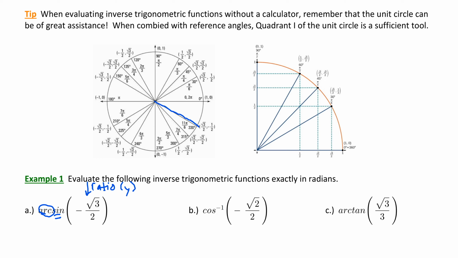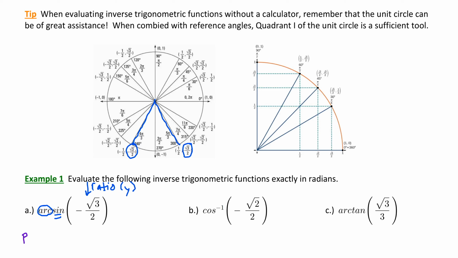One of those is at, how about 5 pi over 3, right? That has a y value of negative square root of 3 over 2. And also 4 pi over 3 has a y value of negative square root of 3 over 2. However, neither of those locations is the correct answer. Why in the world are neither of those locations the correct answer?